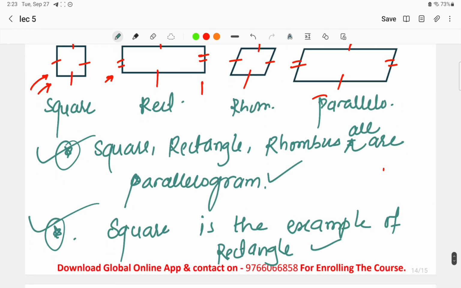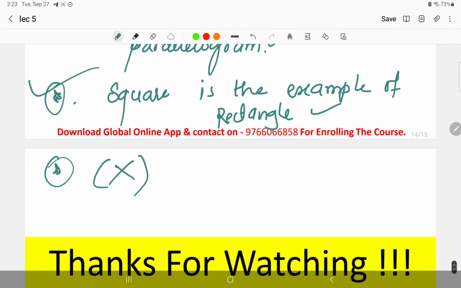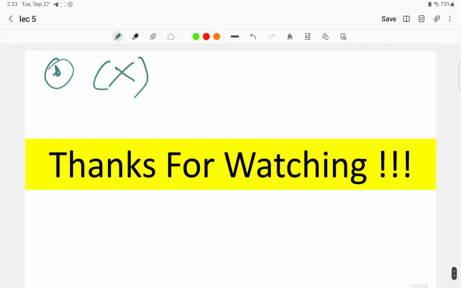At the same time, the things that we have to keep in mind regarding the square, rectangle, rhombus and parallelogram: all these three structures can be the example of parallelogram, and the square is an example of rectangle, but rectangle is not the example of the square, because it does not follow the property of the square. This was all about today's lecture.